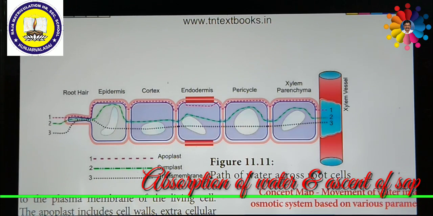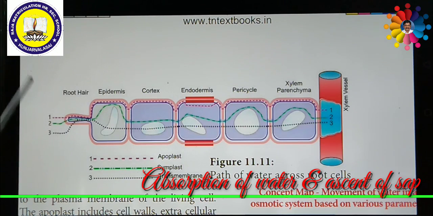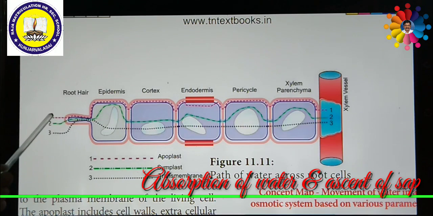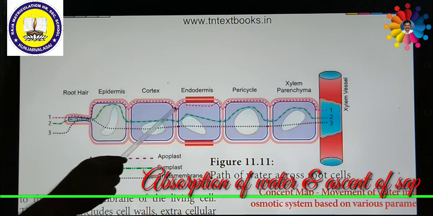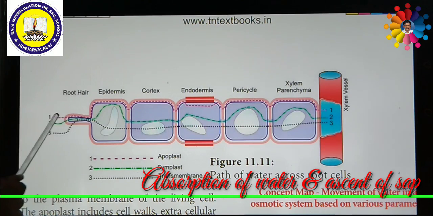What is apoplast? Apoplast means the outer side of the plasma membrane. That means water passes through the space between the cell wall and plasma membrane. If the water passes through this space, it is called apoplast. So this water will not pass through the cell. This type of pathway is called apoplast.